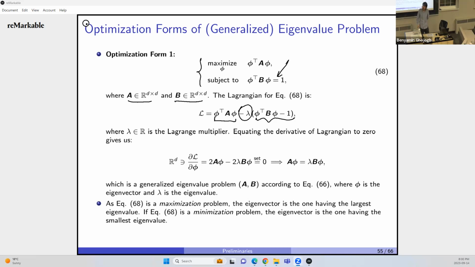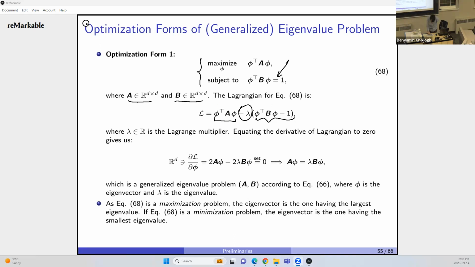How do I choose? I do reverse engineering. I go to what I want to end up with, and I come back. So for ending up with what I desire, I should put minus lambda here. Okay, so I have this now. Take the derivative, set it to 0. Always as in high school. So do that.